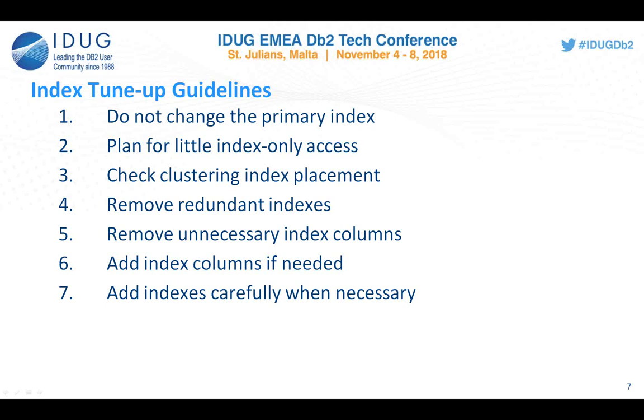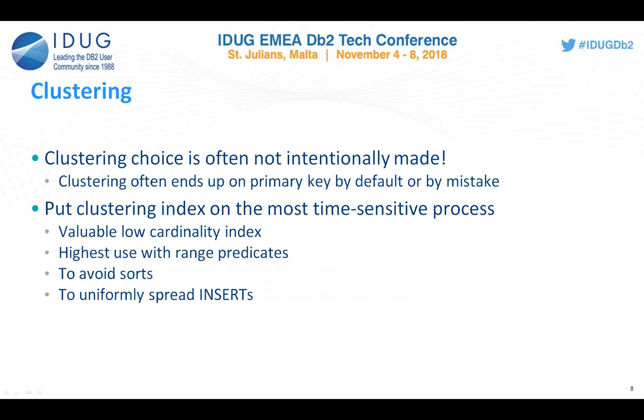The next thing is looking at clustering index. It seems that people don't understand that as much as we talk about it, and we'll talk more about that in the next slides. Removing redundant indexes, removing unnecessary index columns, adding columns, and adding indexes. Yes, these are all things that need to be done. The clustering choice, though, is often not intentionally made. By that, I mean that the reason I want to use a clustering index is to reduce the amount of I/O that goes on.